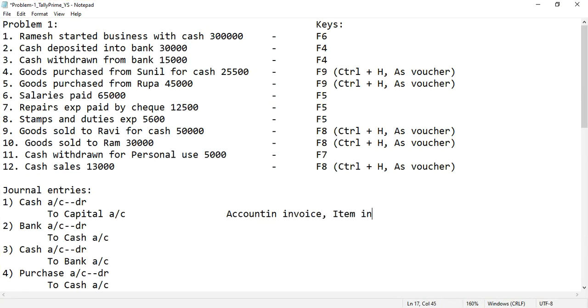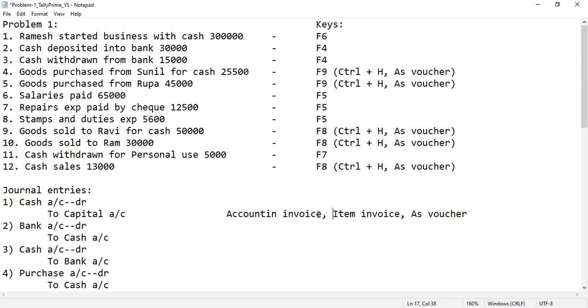Another is item invoice. Another is cash voucher mode. These 3 modes will be available in the purchase and sale. So when to use these kinds of modes? When you are having an item, like we have mentioned as a stock in the question, in that case you need to specify the item invoice. In the question we have not given the stock items, so up to now the item invoice is not required.